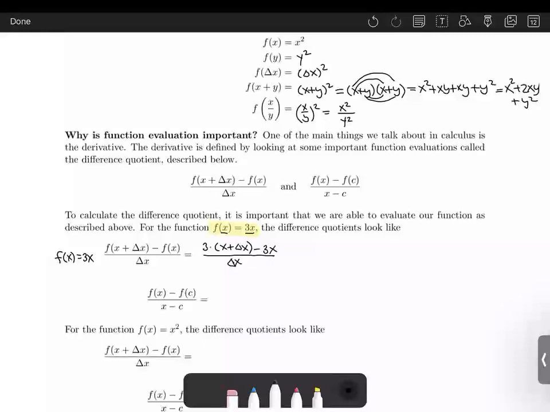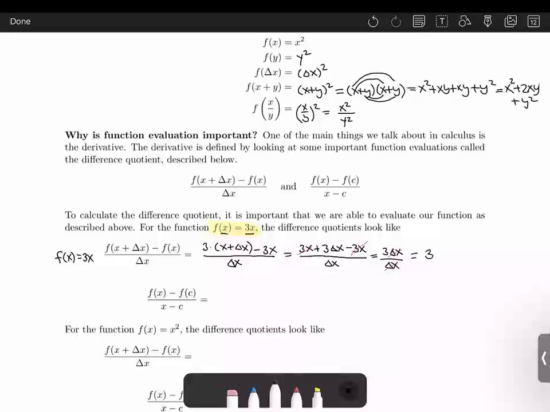So in order to calculate these difference quotients, we're going to need to simplify this. So to do that, I am going to distribute that 3. And then what we're going to notice is that on top, we have some like terms that we can cancel out. So we can cancel out a 3x on top and bottom. And then we're going to be left with 3 delta x over delta x. And we can cancel out the delta x on top and bottom to just end up with 3.